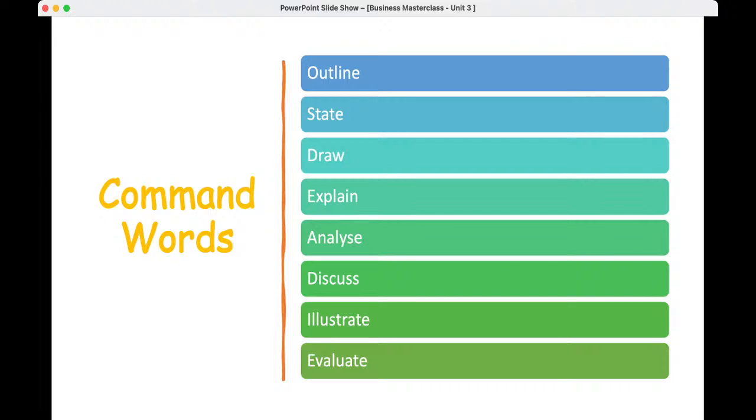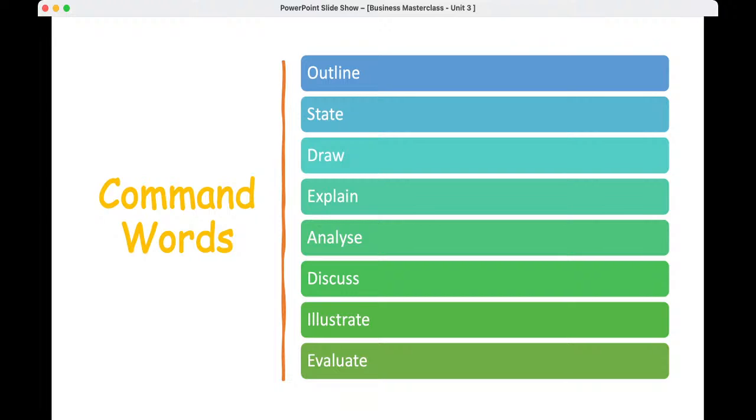It's brief information, getting straight to the point. If it's draw, it's draw. So it might be draw a break-even chart, or something like that. Explain is very, very common. I will show you how to explain, analyze, illustrate, and evaluate, and how you can link these together. All of those command words can be linked together.